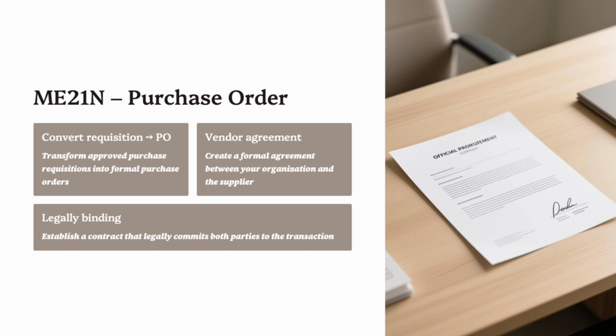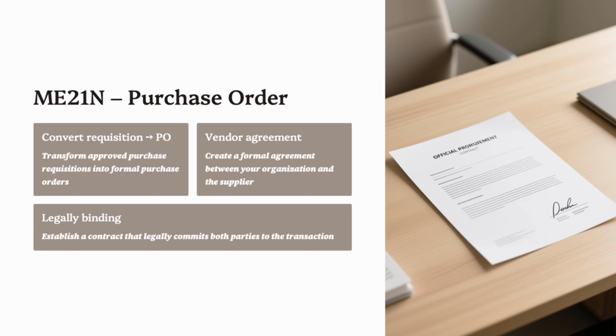Why is ME21N so critical? Because if the PO is wrong, everything else falls apart. Wrong vendor, wrong price, missing delivery date, the entire process will suffer. That's why consultants and users spend a lot of time double-checking purchase orders.